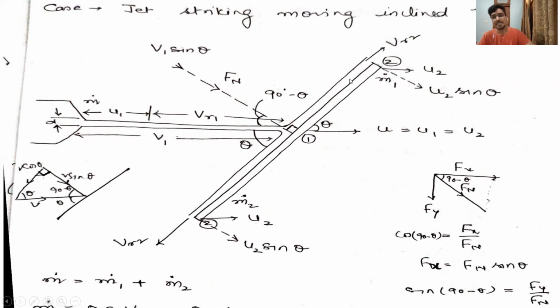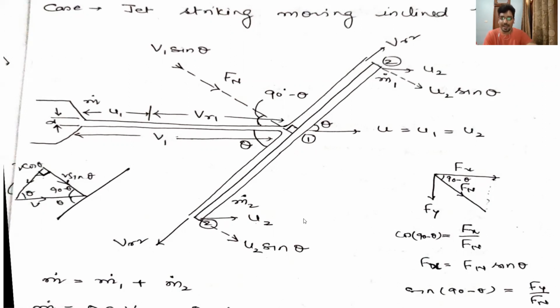In this case, as we discussed earlier in the previous lecture, the mass flow rate is divided into two parts, but they are not equal. They have different values. That is, the total mass flow rate m dot will be equal to m dot 1 plus m dot 2. M dot 1 is the amount of mass at this point, and m dot 2 is the mass of water at this point. And v1 sine theta is the velocity component in the normal direction. So what will be the value of this Fn?